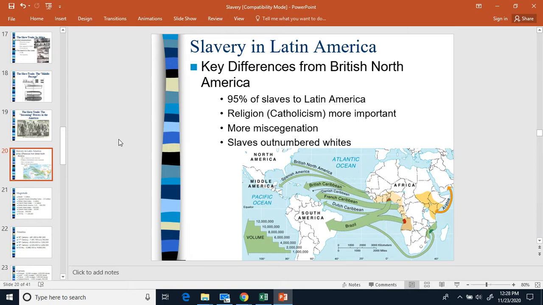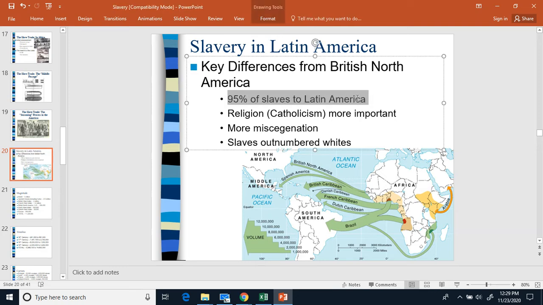Most slaves that were brought over to the Americas were brought to Latin America, which I'll explain. But most slaves, 95% of them, were brought south of the United States. Go ahead and make a 1 and write down 1, 95% of slaves to Latin America.